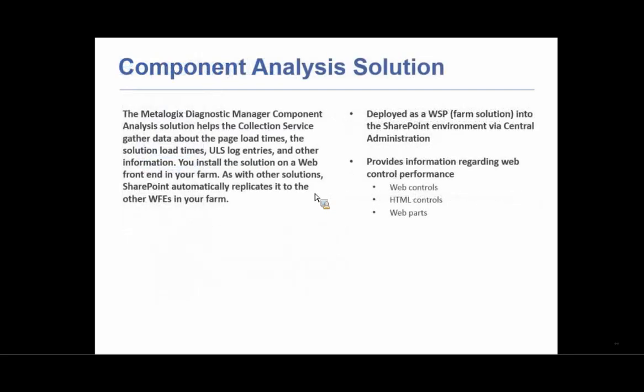Which brings us to the black sheep of the family, the component analysis solution. I call him the black sheep because he's, as I alluded to earlier, the only component that would actually get installed to the farm if you choose to use it. 9 times out of 10, you'll probably choose to use it, but it is an optional component. What it gives us is some advanced information. It gives us the views I showed you earlier in the tool that told us which web parts were performing slowly, which HTML controls, which web controls were performing slowly. This solution is responsible for that. And it's literally a farm solution.